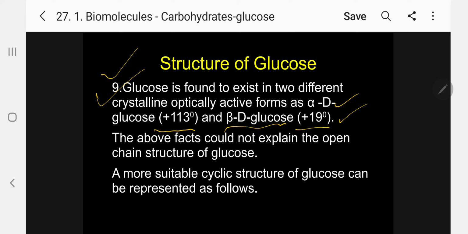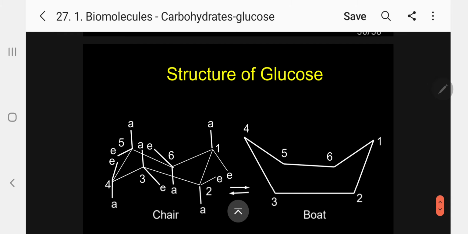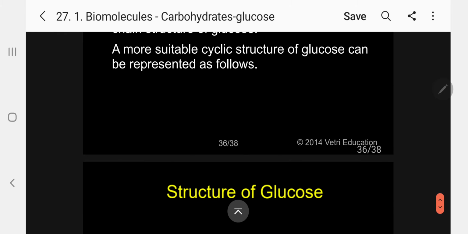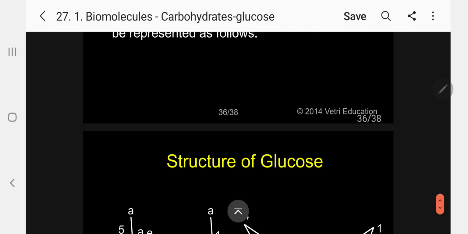So now we have to give an explanation for this. The above facts could not be explained by the open chain structure of glucose, so we cannot give the open chain structure for glucose. A more suitable cyclic structure of glucose can be represented as follows. Please follow. I can draw the structure, kindly follow.